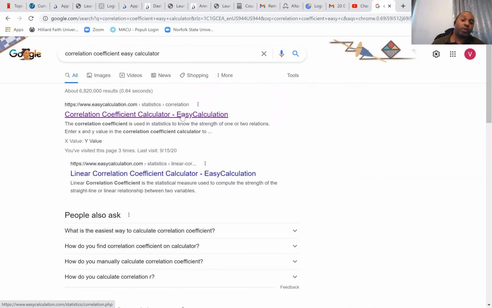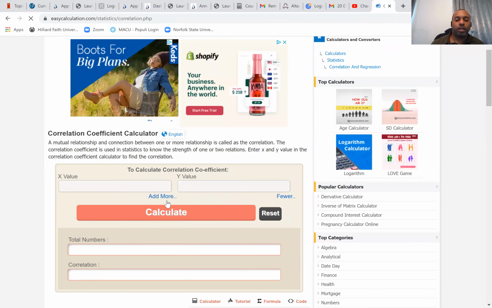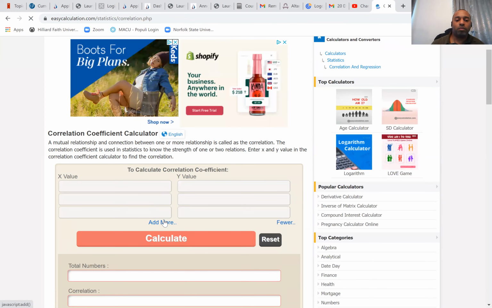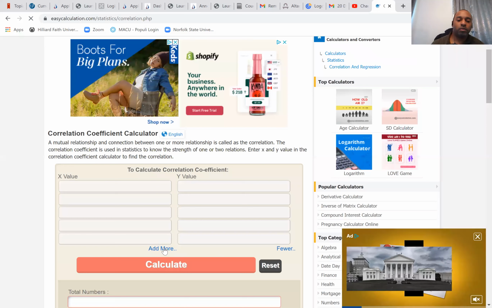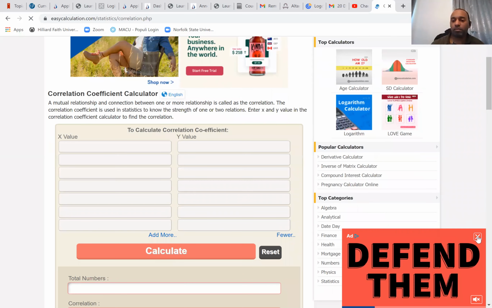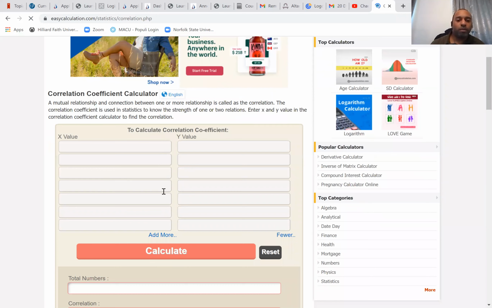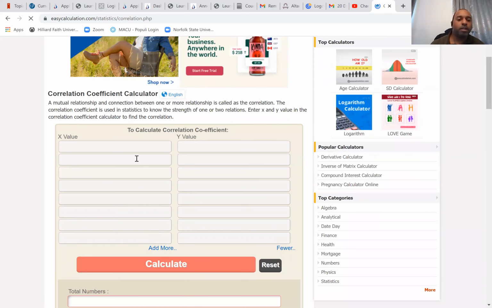So in order to calculate the correlation coefficient, once again, I'm not asking you to know how to do it by hand. I'm not asking you to know the ins and outs of the formula. Find your app, website, calculator, something of that nature. Excel, if you can use Excel, that's fine as well. This one gives you the opportunity to add rows, or take them away if you need to. So you got 1, 2, 3, 4, 5, 6, 7, need one more, 8. And then you type in those values.